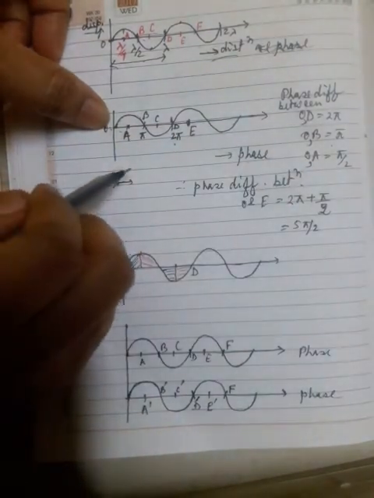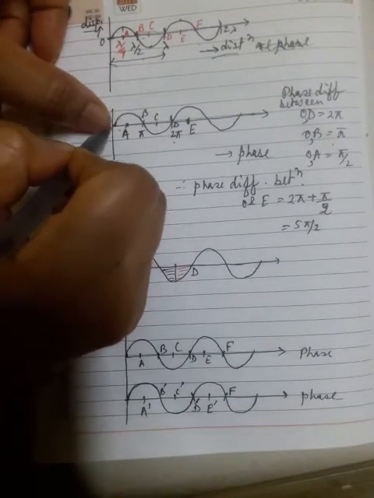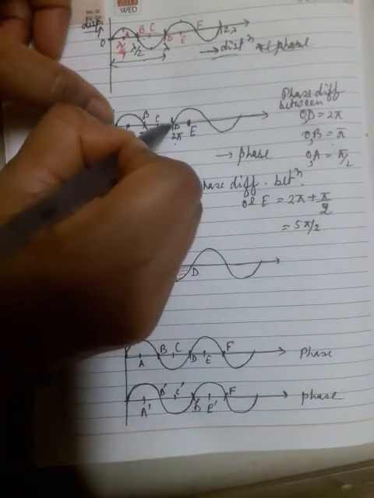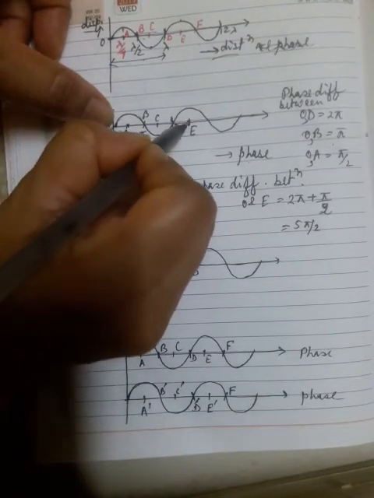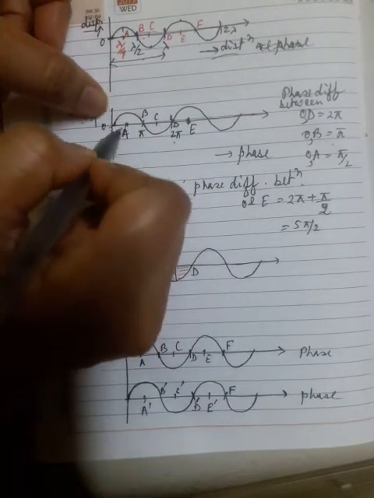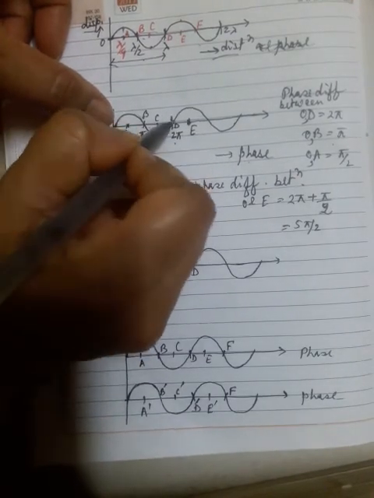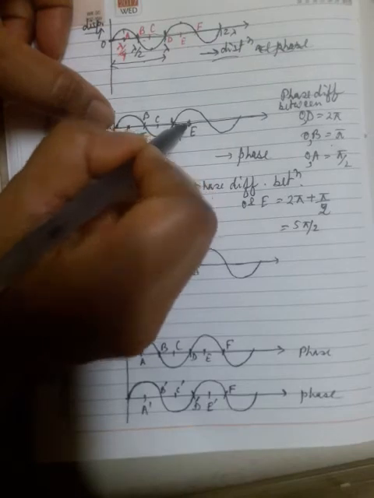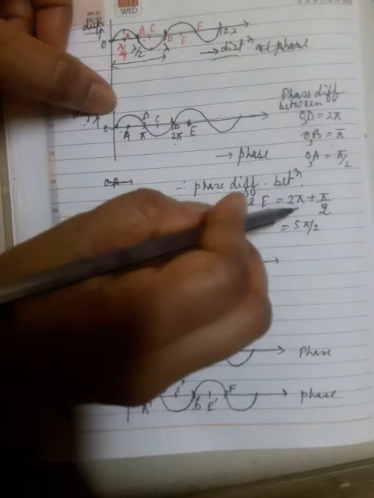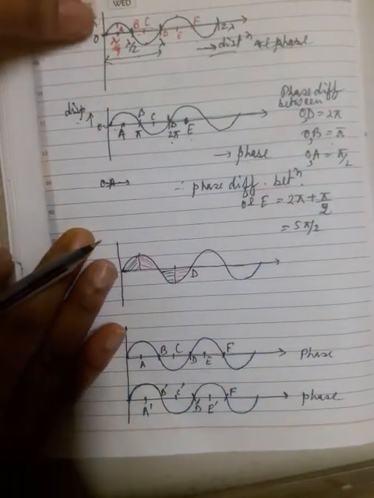Is it clear? Now the next question is, what will be the phase difference between the points O and E? Look here, O to D is 2 pi and this one we got is pi by 2. So the net phase difference between O and E is up to this 2 pi plus pi by 2. So the phase difference between O and E is 2 pi plus pi by 2, that is 5 pi by 2.